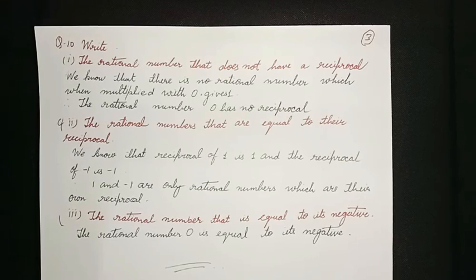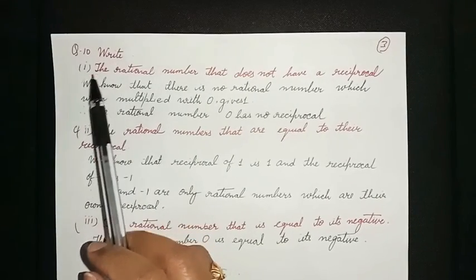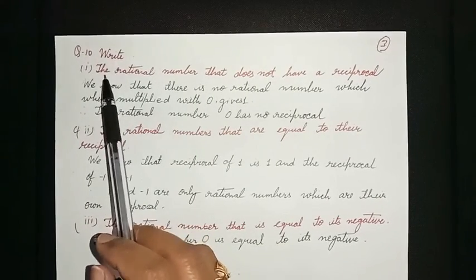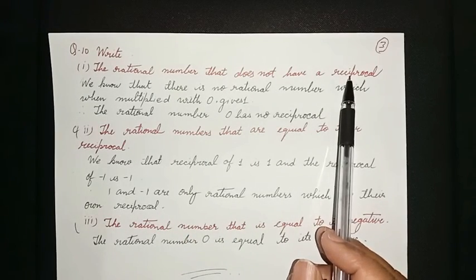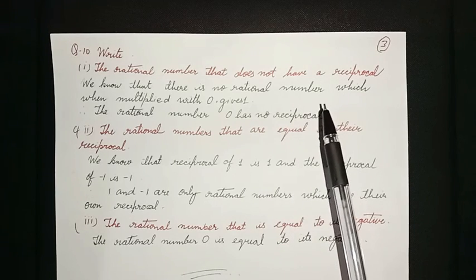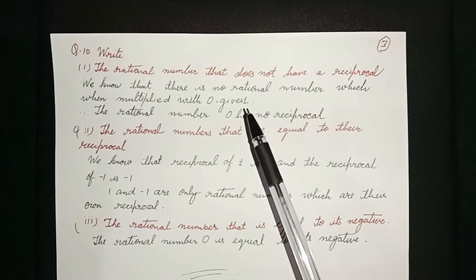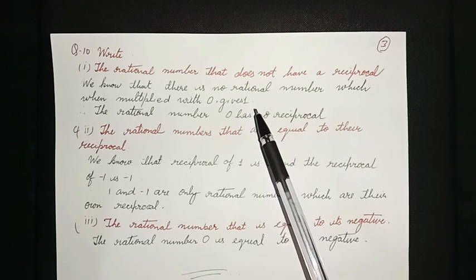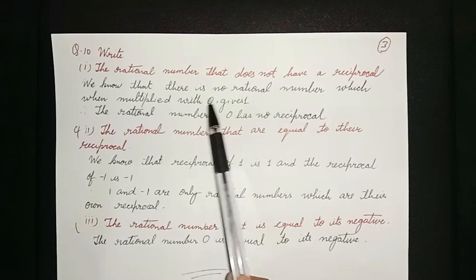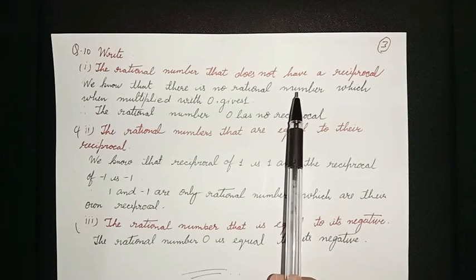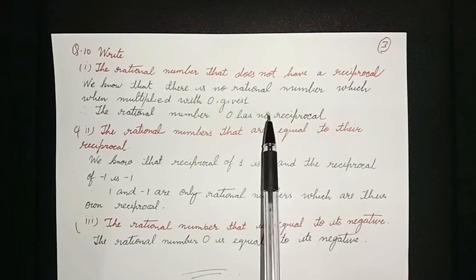Now the 10th question is: first part, write the rational number that does not have a reciprocal. This thing I have explained to you earlier when I was explaining the properties. We know that there is no rational number which when multiplied with 0 gives 1. You know this thing? Therefore, the rational number 0 has no reciprocal.